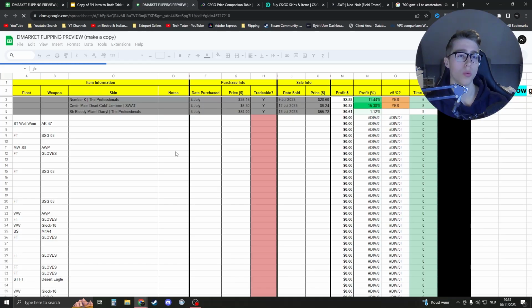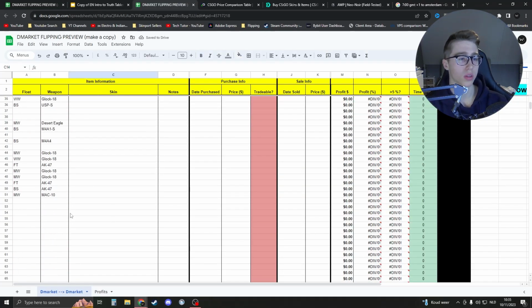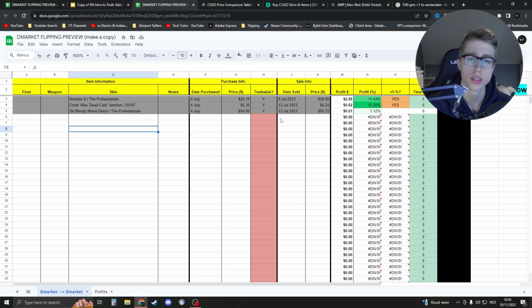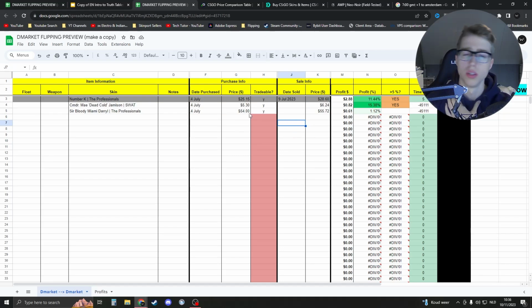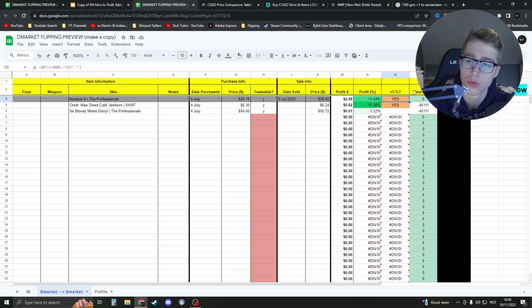I'm gonna just show you how you can use the spreadsheet. Oh, let me just delete this. So this is actually the most optimal spreadsheet that I've created so far. I've created many spreadsheets, but this is how I work currently. As you can see, there is a lot of different information here. You have the float, the weapon, the skin, note, date purchased, the price which you purchased, is it tradable, the date sold, the price, the profit, profit percentage, is it more than 5%? So let's say you want 10%, put 10% right here, otherwise put 5%, and then the time to sell, how many days did it take.